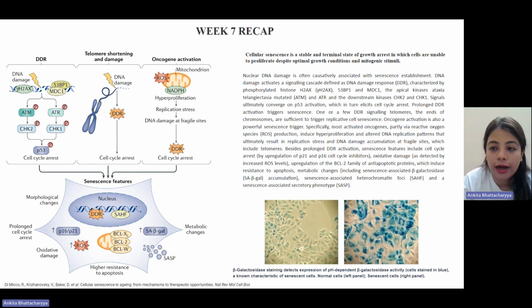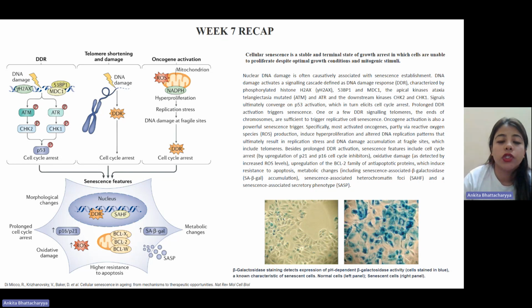Oncogene activation, the third arm, is also a powerful senescence trigger. Specifically, most activated oncogenes, partly via reactive oxygen species or ROS production, induce hyperproliferation and alter DNA replication patterns, which ultimately result in replication stress and DNA damage accumulation at fragile sites, which includes telomeres as well. Besides prolonged DDR activation, senescence features also include cell cycle arrest by upregulating P21 and P16 inhibitors, which is what you see in the diagram as well.